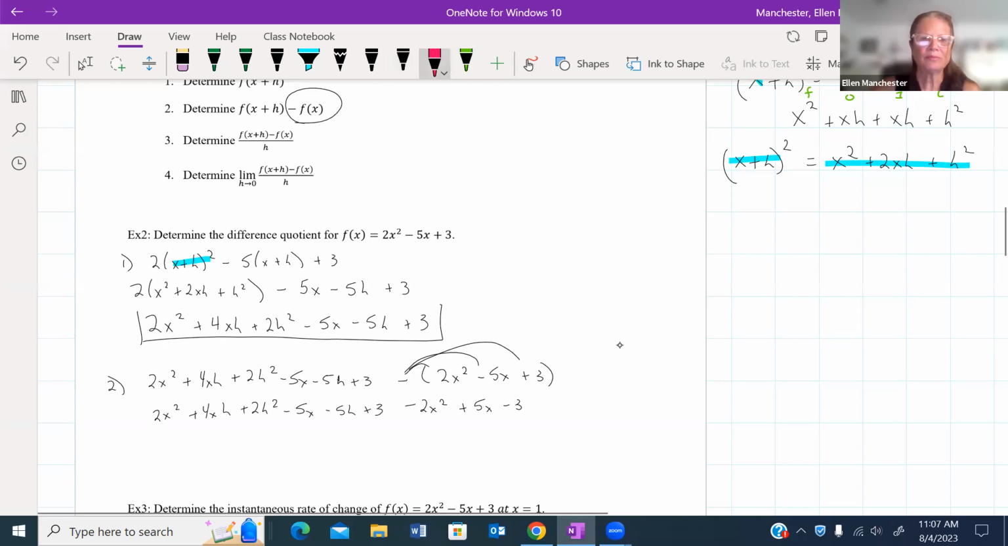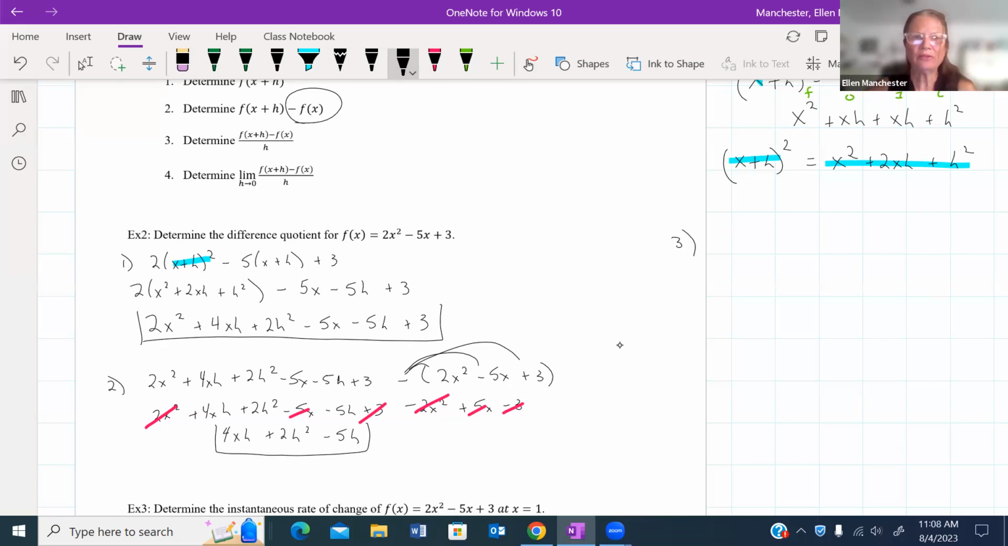And now I can cancel. I have a positive 2x squared and a negative 2x squared. I have a negative 5x and a positive 5x. I have a positive 3 and a negative 3. If you notice, your answer for the second step will always be terms with an h in it. So I have 4xh plus 2h squared minus 5h. And that is all that's left. Okay, so that's for step 2.